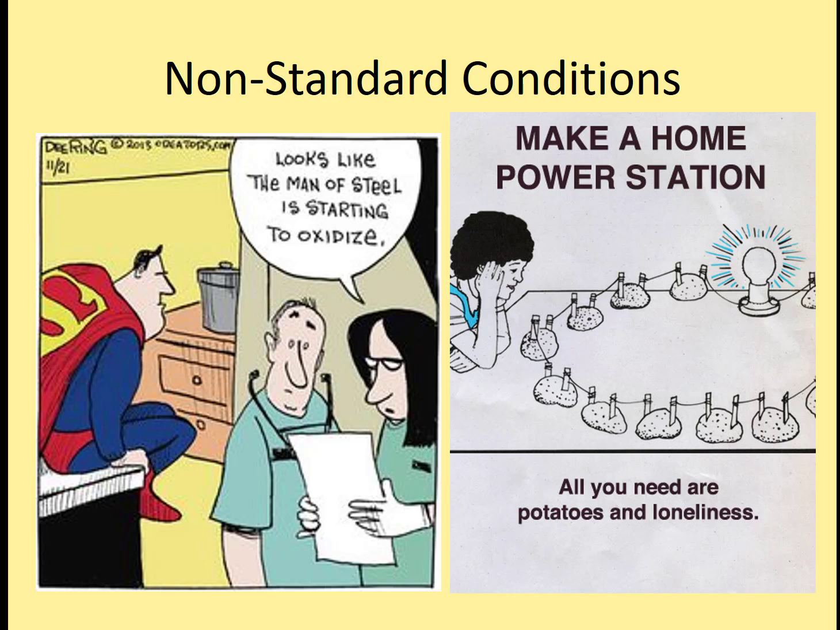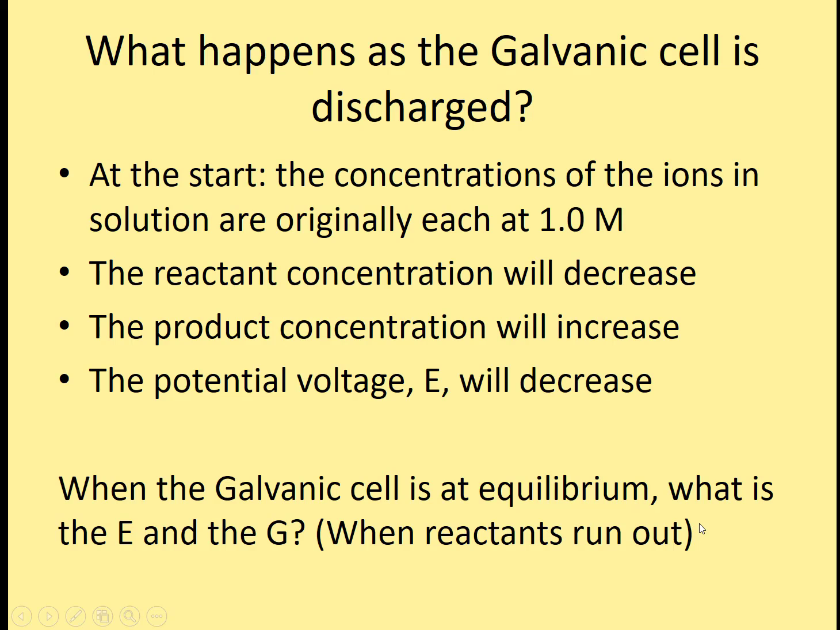Let's look at voltaic cells in non-standard conditions. What happens is a galvanic or voltaic cell is discharged. At the start, the concentrations of the ions in the solution are each a 1 molarity solution. The reactant concentration will decrease over time and the product concentration will increase. The potential voltage will decrease, and this will keep going until it reaches equilibrium.